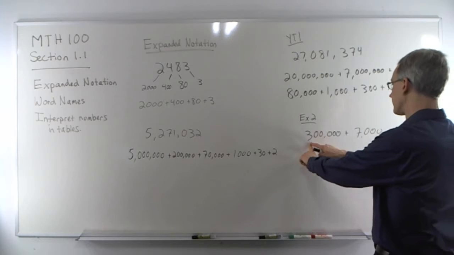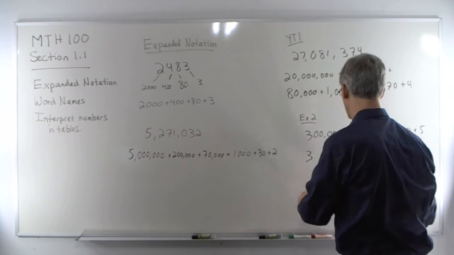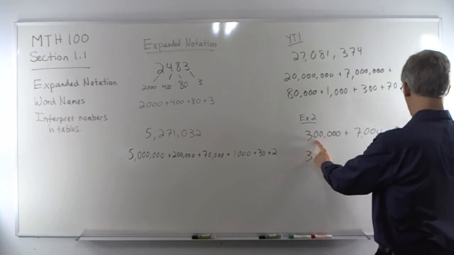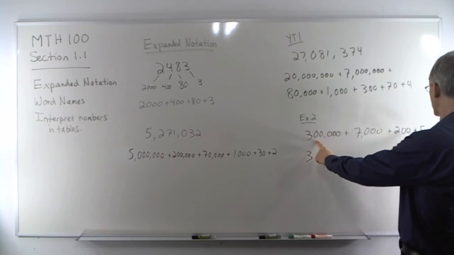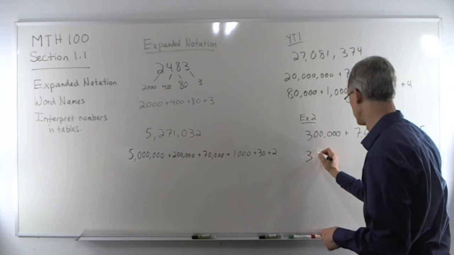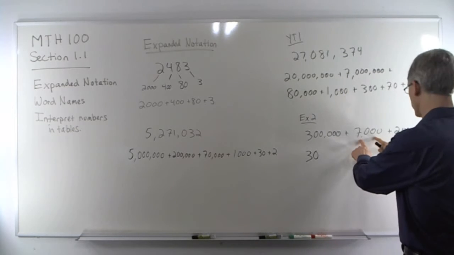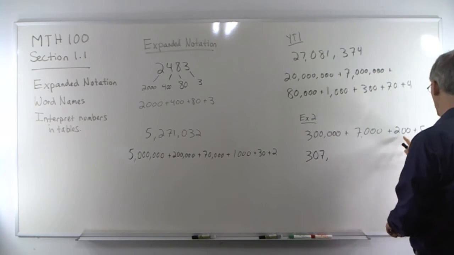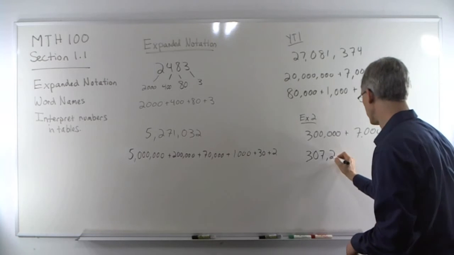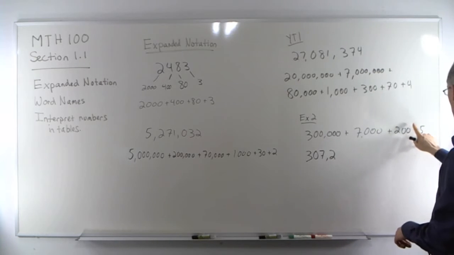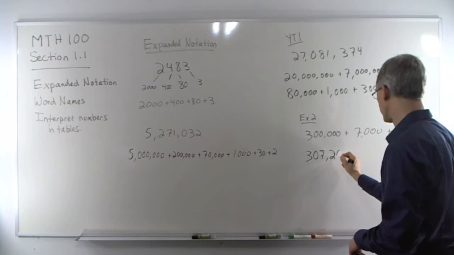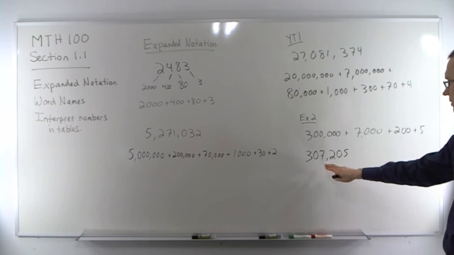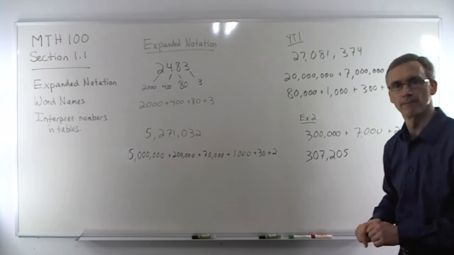Okay, so we got a 3 in the 100,000s place here. And now, do we have anything for the 10,000s place? Nope, we have nothing that is followed by 4 zeros. So that's just going to be 0. All right, now we have 7,000, so 7 goes in the thousands place. We have 200, so we got a 2 here. And no 10s, so another 0 here, and then a 5 on the end. So this number in standard notation is 307,205.